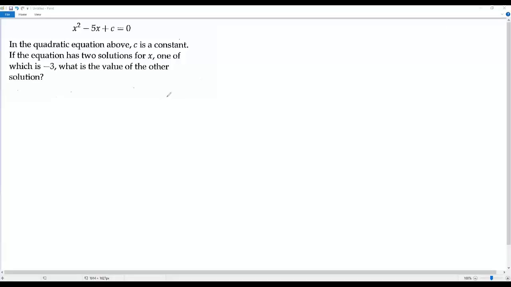Here we have an SAT math question. We have a quadratic equation that is x square negative 5x plus.